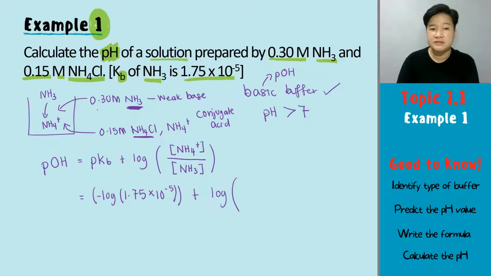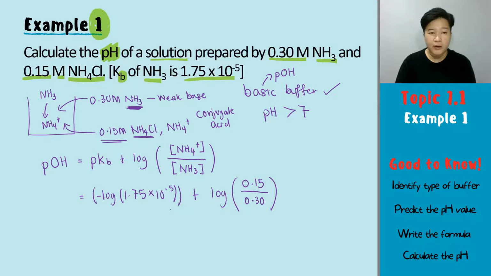The concentration is given over there, which is 0.15 for your conjugate acid over 0.30 for your weak base. And that's it, pretty much. You just press your calculator over here. When you press your calculator correctly, the pOH that you obtain will be 4.46. And guys, remember, this is only your pOH.